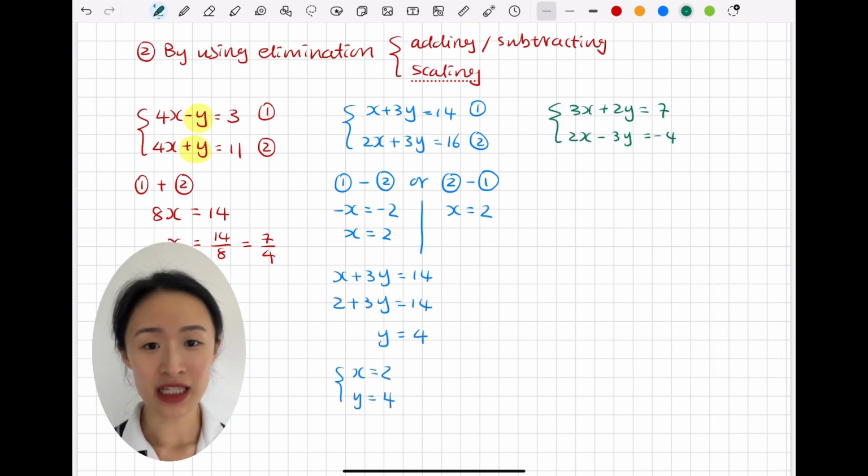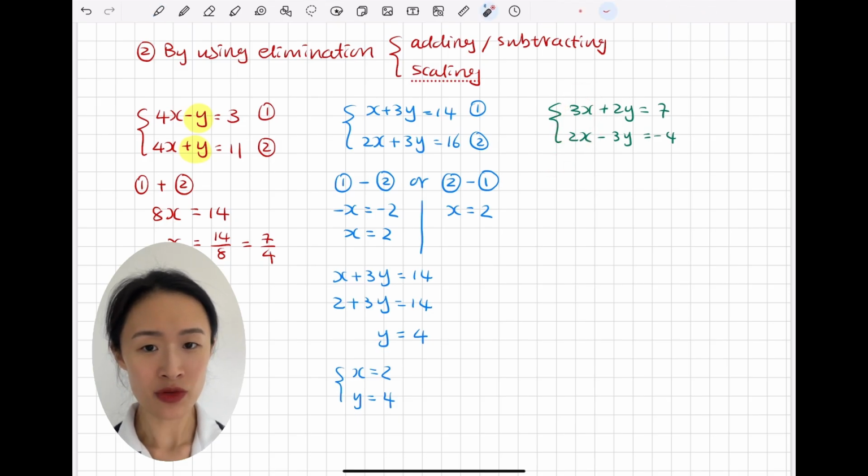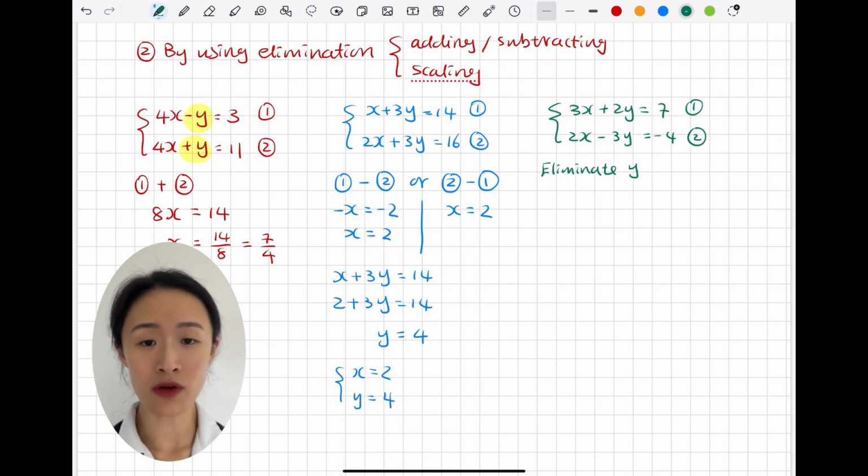Let's look at a third example. In this case, I don't have anything in common. Coefficients of x are different, 3 and 2. Coefficients of y are different, 2 and negative 3. So what should we do? There are two different things you can do. You can eliminate x or eliminate y by scaling. If I wanted to eliminate y, what we want to do is to make the coefficient of y the same. So I need to find the lowest common multiple of 2 and negative 3, which is negative 6 or 6.